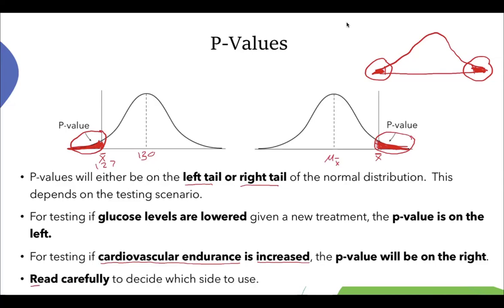You have to read the problem carefully to decide which side your p-value is on. It's going to make a big difference in your final calculations. If you put your p-value on the wrong side, your probability is going to be wrong, and your conclusion will then be wrong.